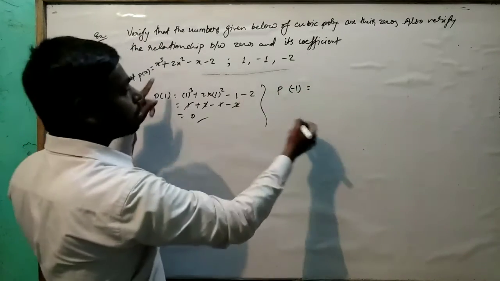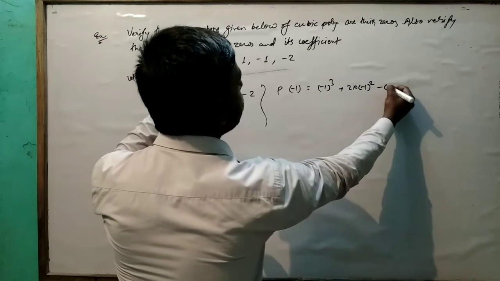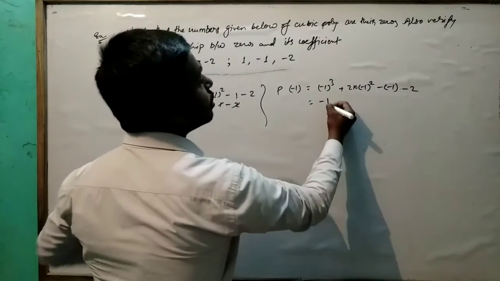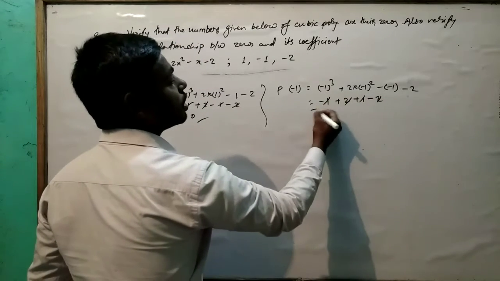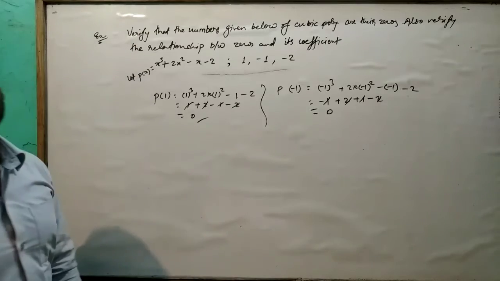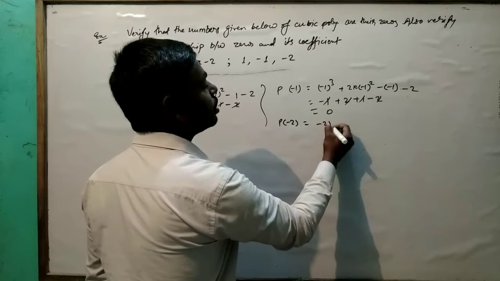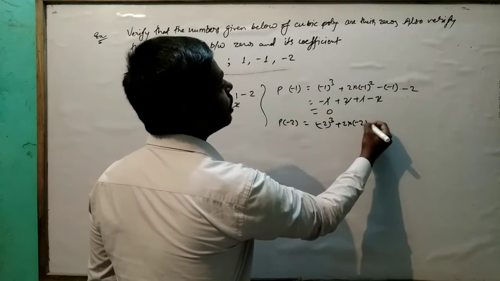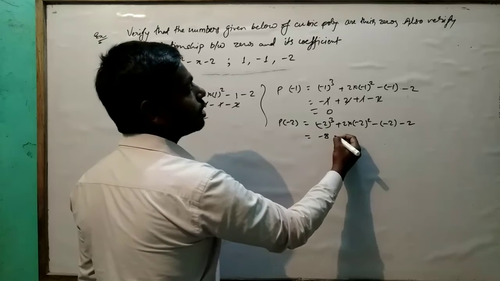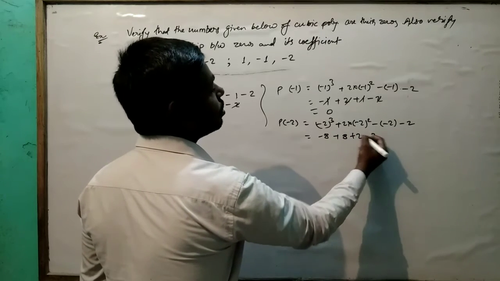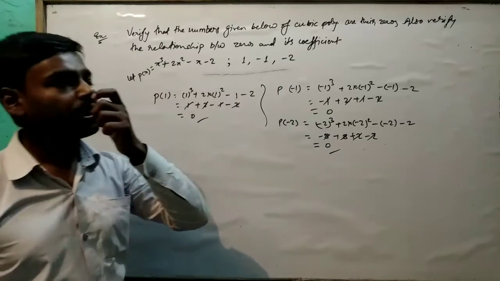Next, p(minus 1). P(minus 1) is equal to minus 1 to the cube plus 2 into minus 1 to the square minus minus 1 minus 2. Now it is minus 1 plus 2 plus 1 minus 2, that will cancel and it is 0. So it is also a zero of the given polynomial. After this, p(minus 2) is equal to minus 2 to the cube plus 2 into minus 2 to the square minus minus 2 minus 2. Minus 8 plus 8 plus 2 minus 2, that is 0. So minus 2 is also a zero of the given polynomial.